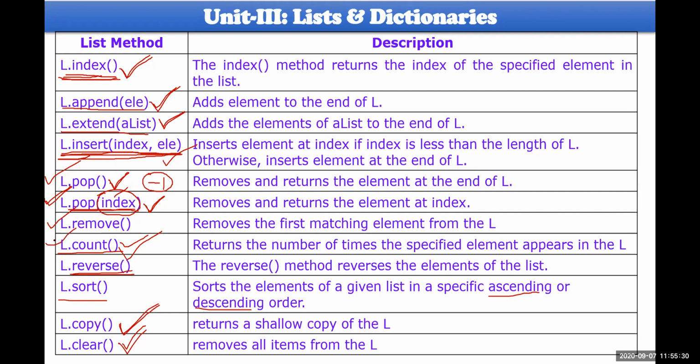Count tells whether the same element is replicated several times or not, and reverse reverses the given list. Sort sorts the given list. When sorting in descending order, you are expected to take reverse equal to True. Copy makes another copy of the same list, and clear clears the complete list of elements. These are the different kinds of methods available with us for lists.